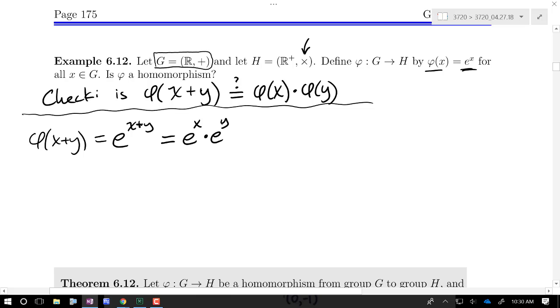And usually, if I said, what's e to the x times e to the y, I think everybody would immediately just say, oh, that's e to the x plus y. And we're kind of used to using that property in the other direction. So, just rules of exponents. We know that e to the x plus y is the same as e to the x times e to the y. But now e to the x, that's phi of x. And e to the y is phi of y. So in fact, these are equal. And so phi is a homomorphism.